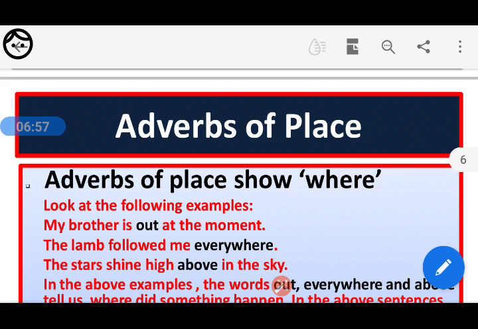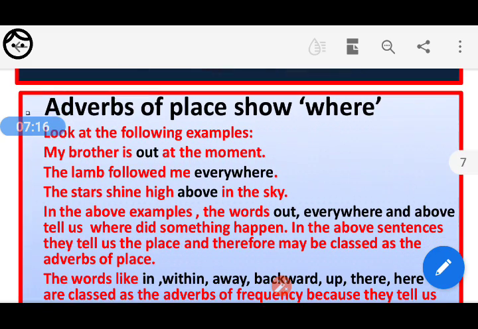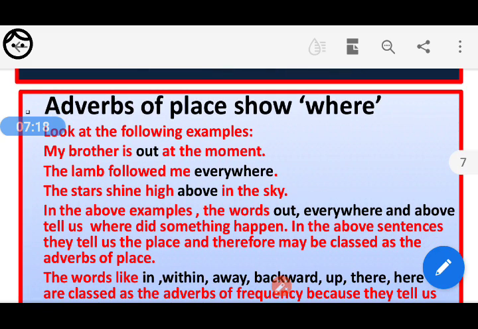Now you see, my brother is out at the moment means, where is he at the moment? He is out at the moment. Okay? Now, the lamb is following me. Where does it follow me? It follows me everywhere. The stars shine, where are they shining? High above in the sky. In the above examples, the words out, everywhere, and above tell us where something happened.